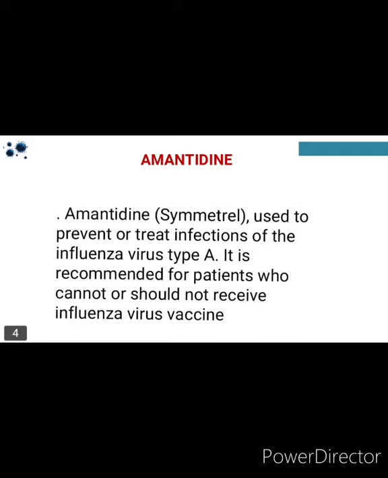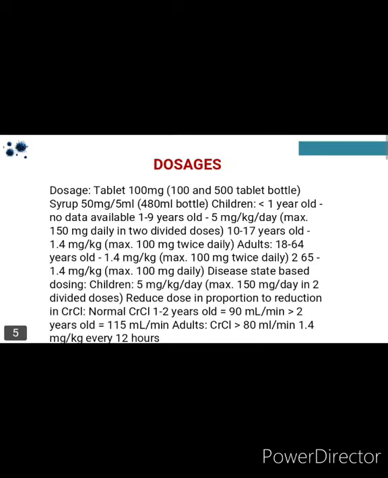Amantadine is used to prevent or treat infections of the influenza virus type A. It is recommended for patients who cannot or should not receive influenza virus vaccine. So, amantadine is used to prevent or treat infections of influenza virus type A, for those patients who cannot receive the influenza virus vaccine. So next, dose.